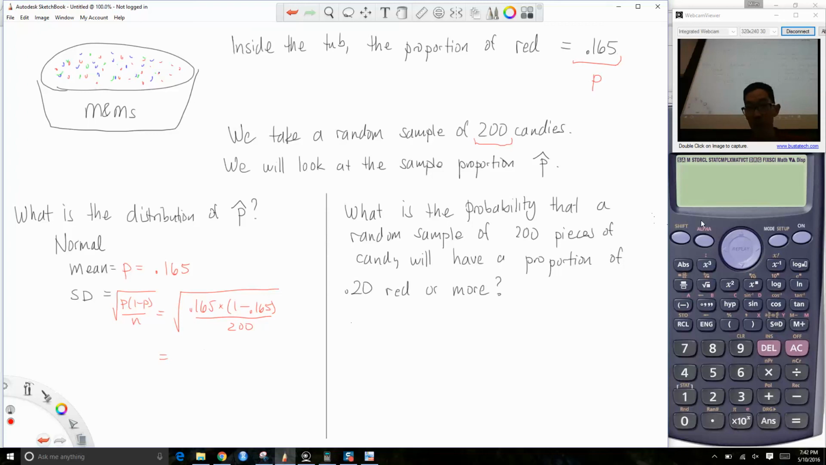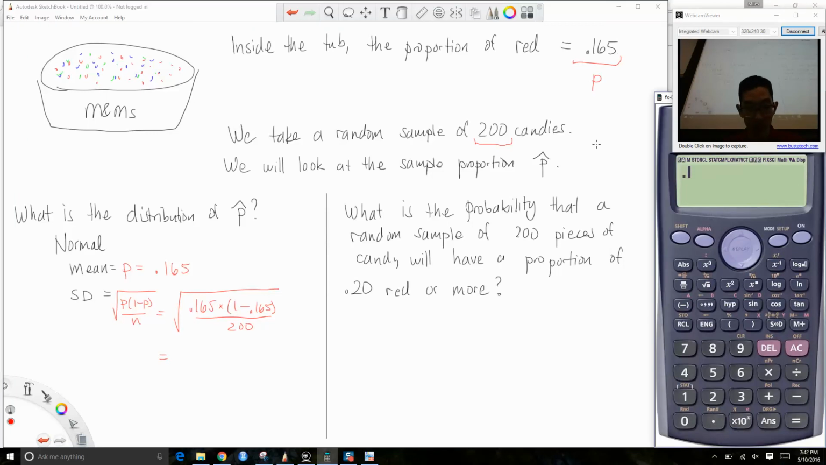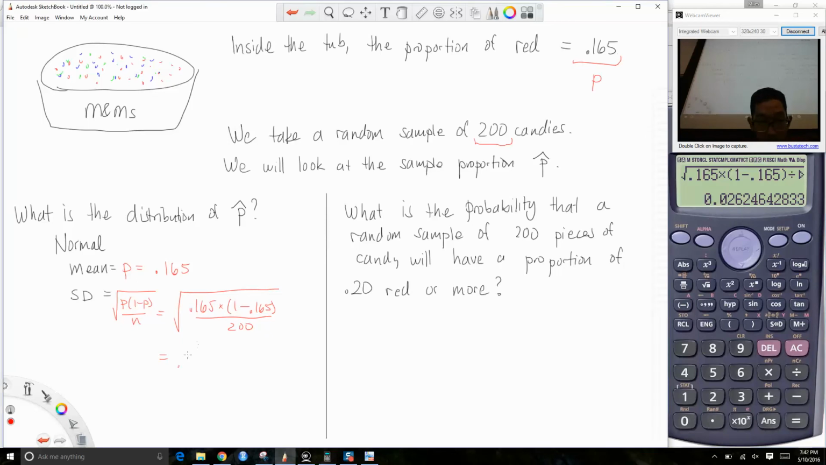When you plug that into your calculator, so when I hit square root, 0.165 times 1 minus 0.165, divided by 200, okay? I get 0.0262. Okay, so this is my mean and this is my standard deviation.